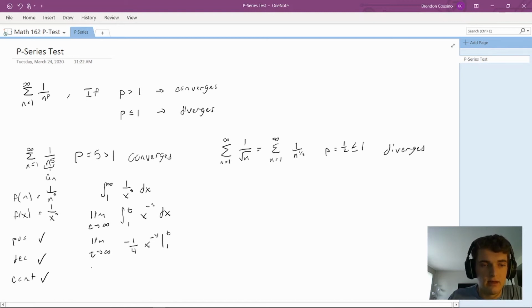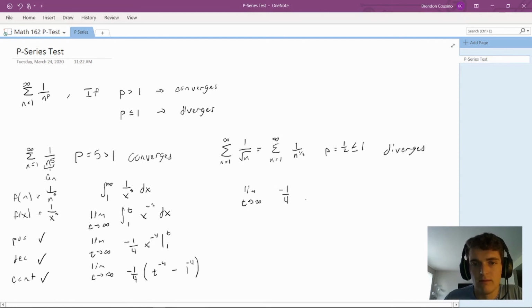Okay, so let's go ahead and evaluate this. So it's going to be the limit as t approaches infinity of negative 1 over 4, and then this is going to be t to the negative fourth minus 1 to the negative fourth. Okay, so then I want to come up here. Let's go ahead and simplify this. It looks like we're going to end up with the limit as t approaches infinity of negative 1 over 4 times 1 over t to the fourth minus, and so 1 to the negative fourth is just 1 over 1 to the fourth, and so that's just going to end up being 1.